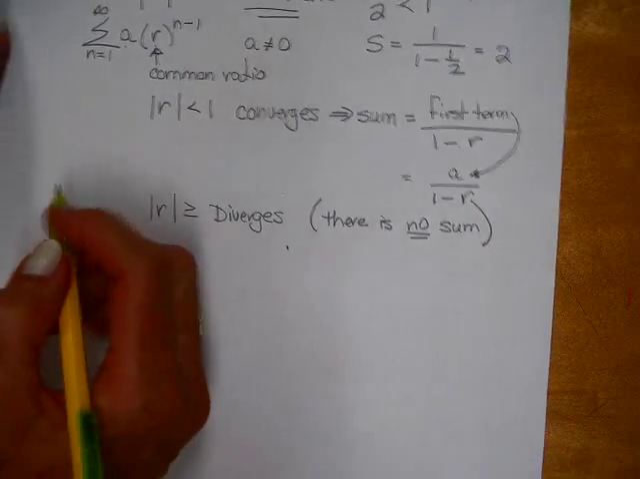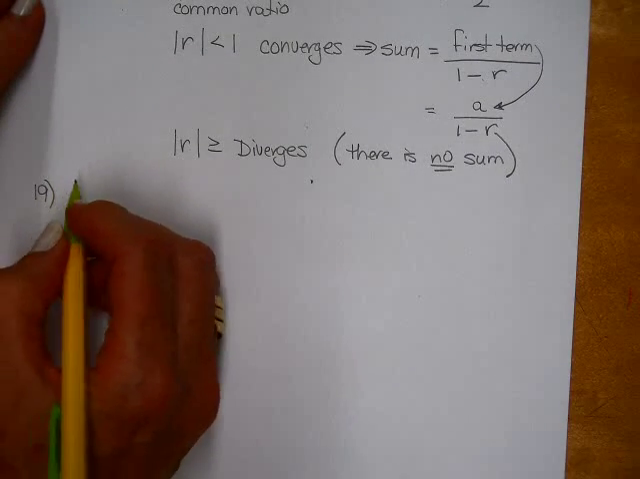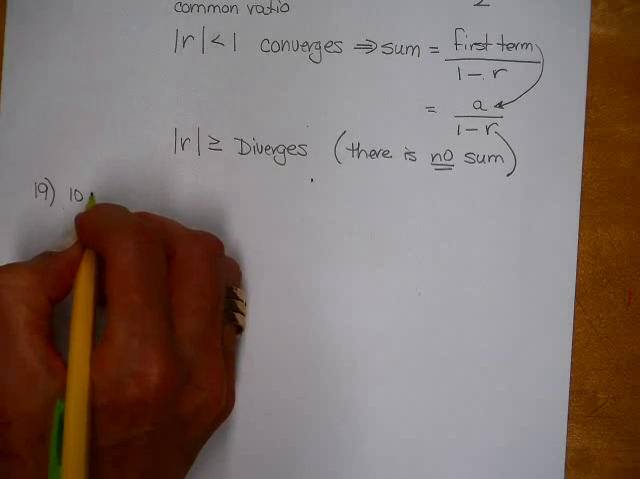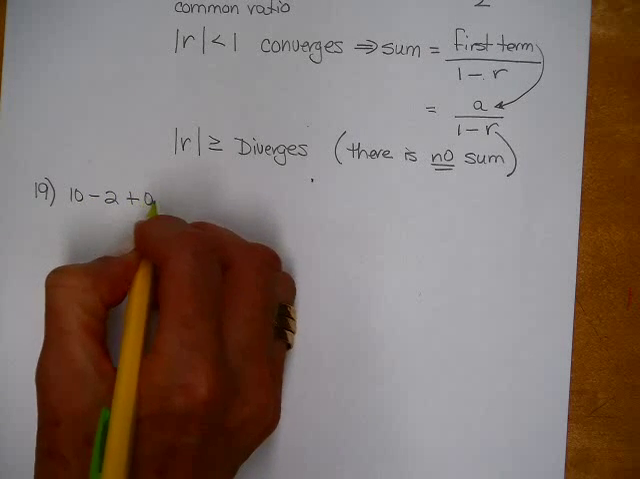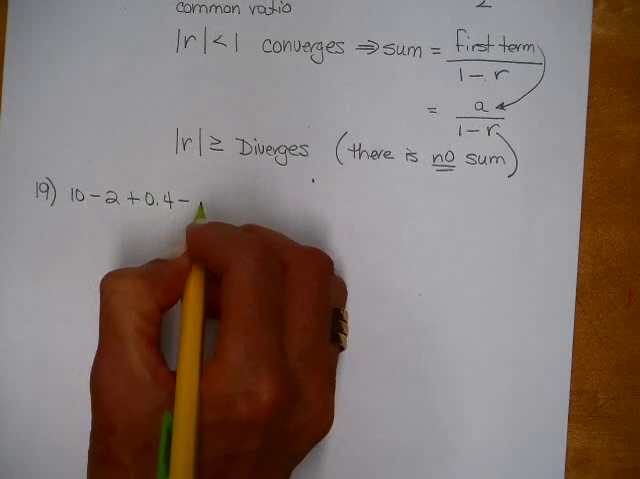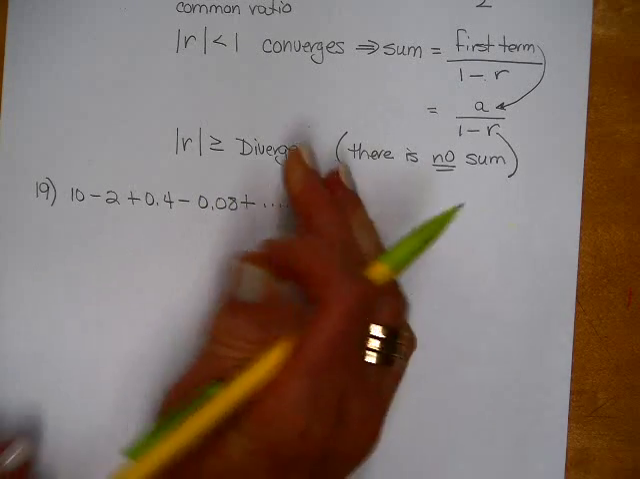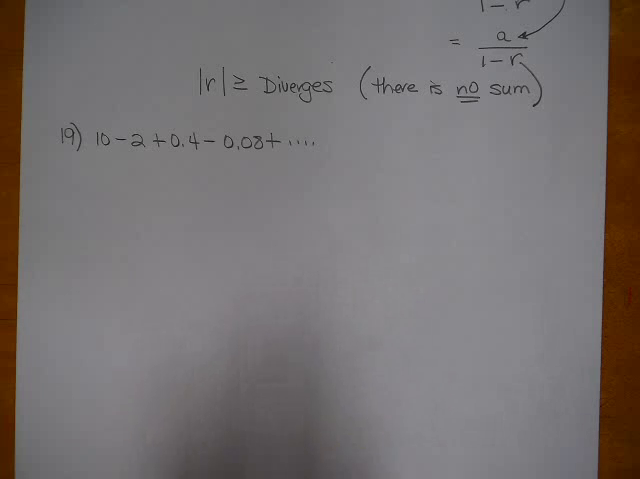Right. All right, number 19 in your book. They list this series of numbers: 10 minus 2 plus 0.4 minus 0.08 plus and so on. They tell you it is a geometric series. So it has a common ratio. If you can't see it, I can tell you.